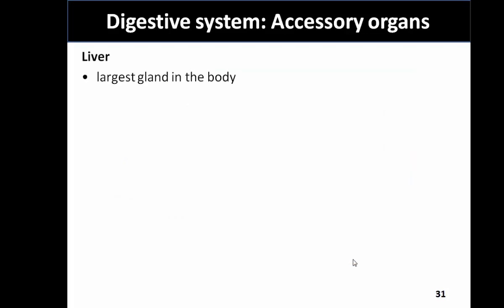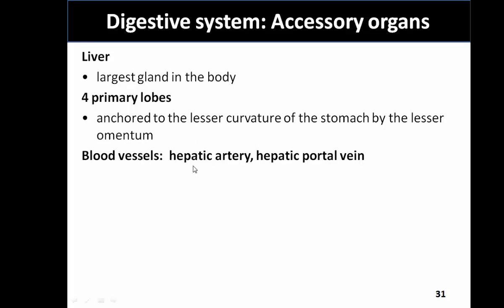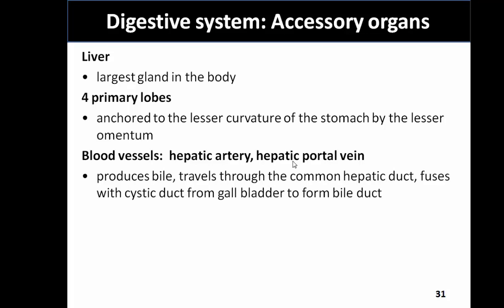So the liver is the largest gland in the body. It's composed of 4 primary lobes, and it's anchored to the lesser curvature of the stomach by that broad sheet of connective tissue referred to as the omentum. The blood vessels associated with the liver include the hepatic artery. Oxygenated blood comes into the liver via the hepatic artery, and the hepatic portal vein is blood coming into the liver from the digestive system.